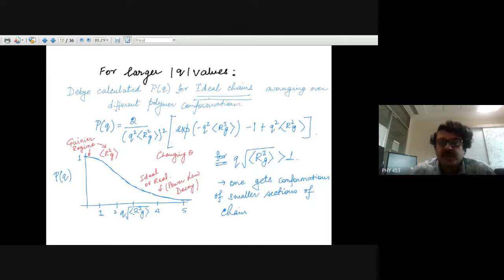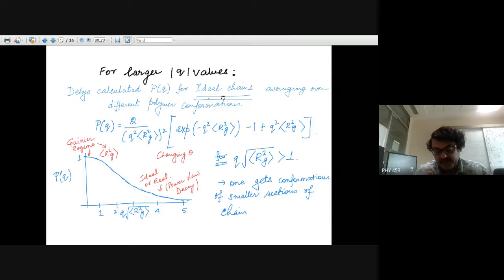So for larger Q values, what does that mean? For larger Q values, when there is more deviation, you can probe larger Q, which actually means you probe smaller length scales. Then Debye calculated the P of Q for ideal chains using the ideal chain approximation.